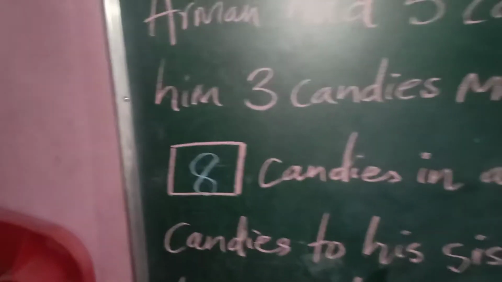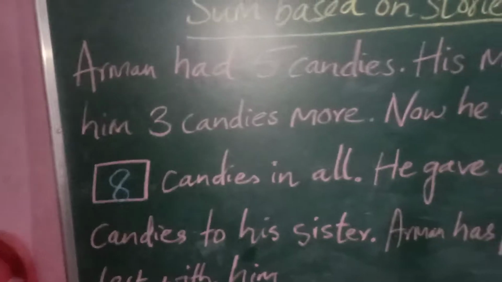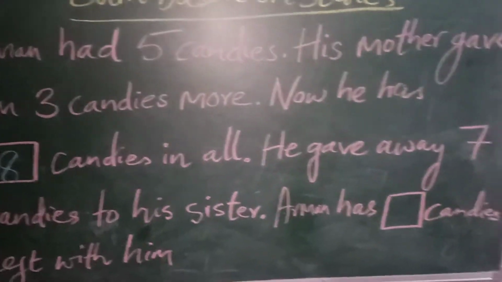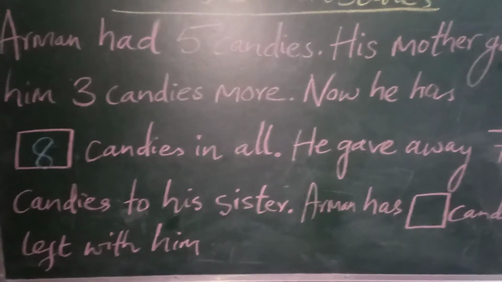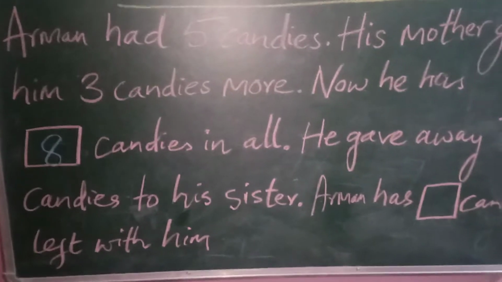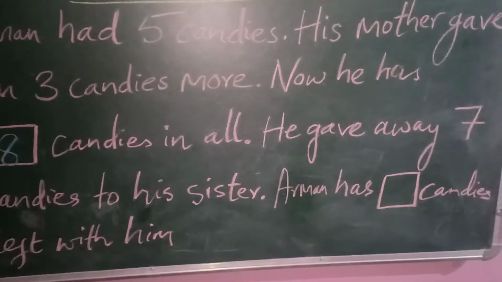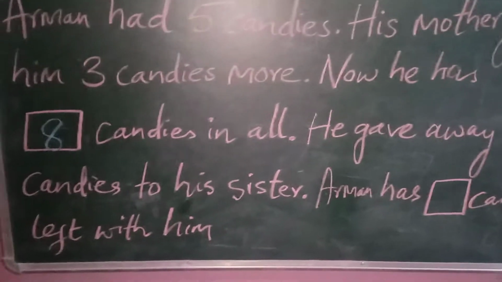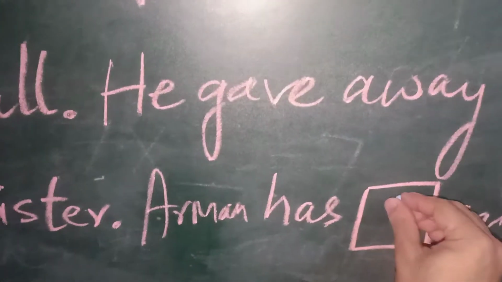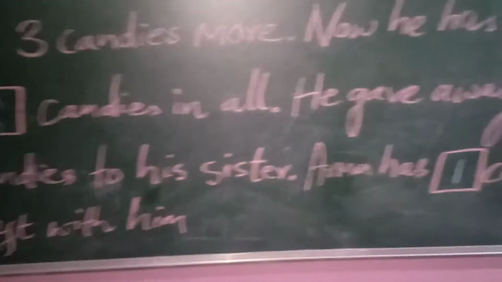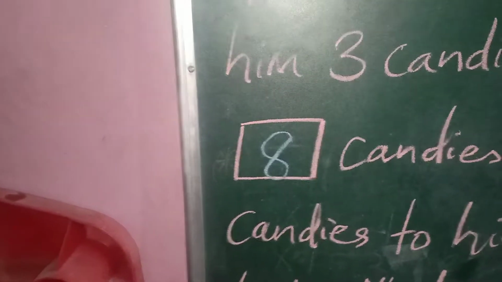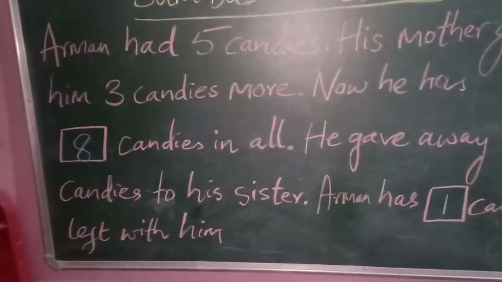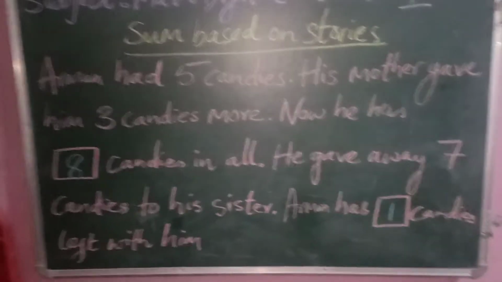Okay, so total number of candies in all is 8, and he gave away 7 candies to his sister, and after giving it to her, how many candies is he left with? So Arman has only 1 candy left with him. How come 1? If we minus 7 from 8, there will remain only 1 candy. So the first one is being solved for you.